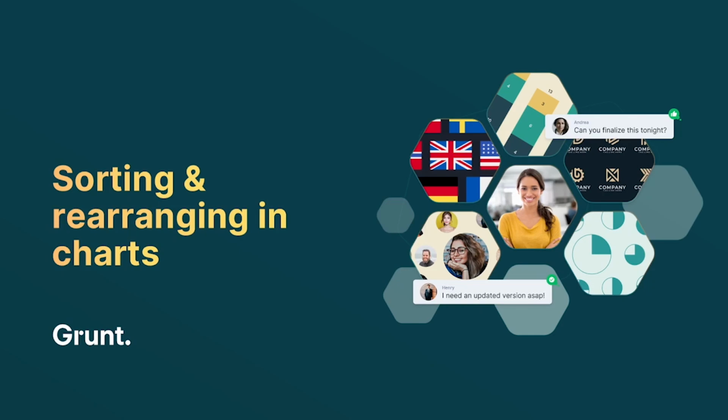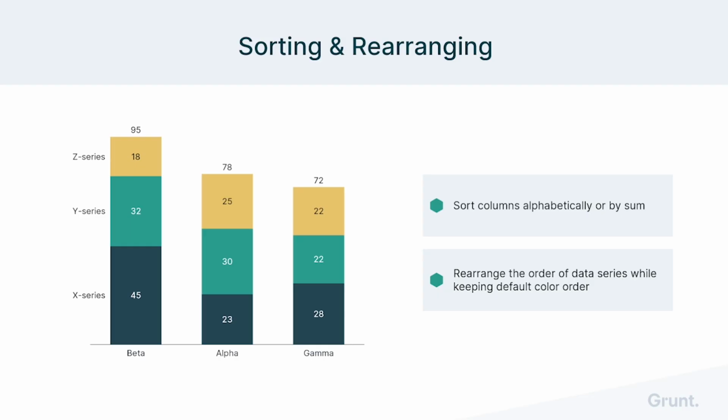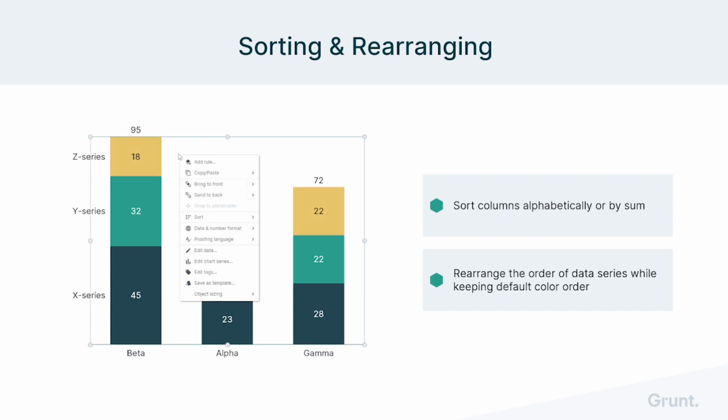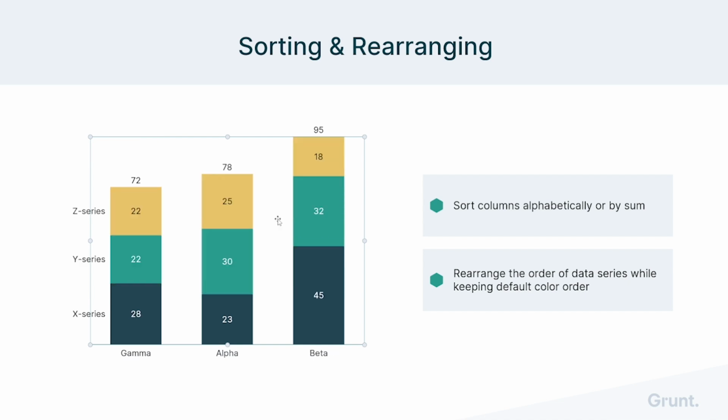In this video, we'll cover sorting and rearranging in charts. To sort your chart data, go ahead and right-click anywhere on the chart. From here, navigate to Sort, and you'll see that you can sort columns alphabetically or by sum. In this video, we'll cover sum ascending.